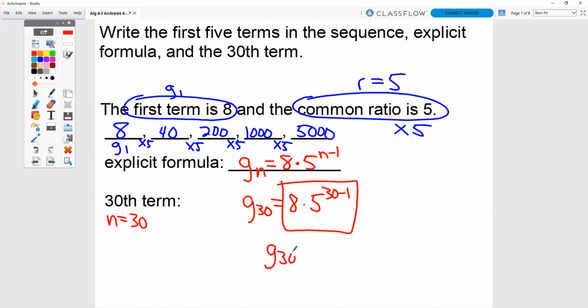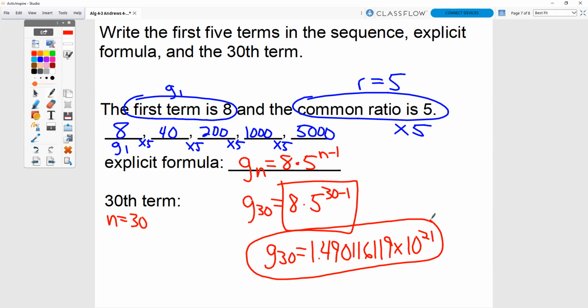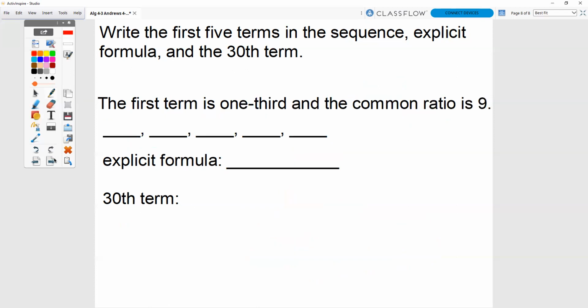And you get that the 30th term in the sequence, again, they put it into scientific notation, 1.49011619 times 10 to the 21st power. It'll say E21. That's really to the 21st power. These numbers get really, really big, really, really quick. All right. That has 21 places. That's too big to fit on your calculator screen.